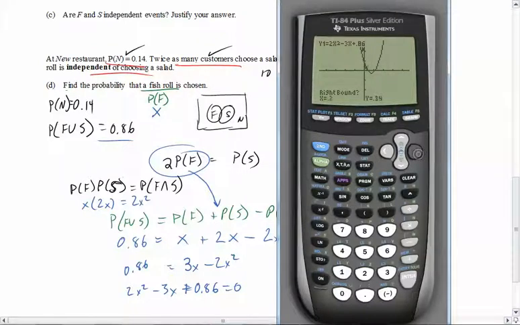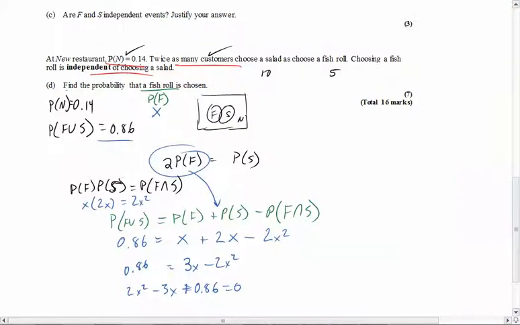So I go left bound, I go right bound, and then I push enter, and it gives me 0.386 essentially, which is the probability. That's x, which is, of course, the probability of the fish roll. So there you go. That's question number 6 and the last question.